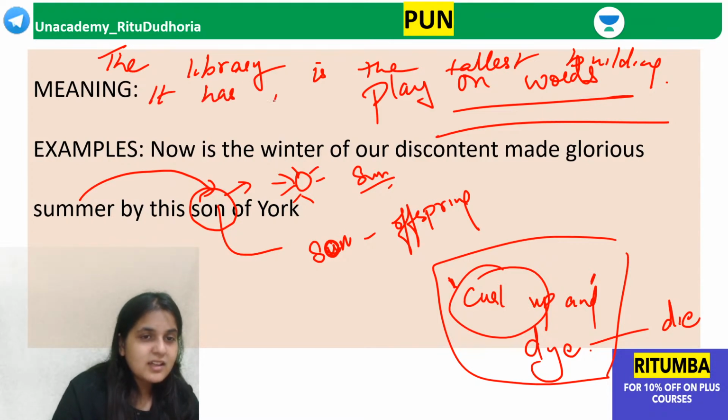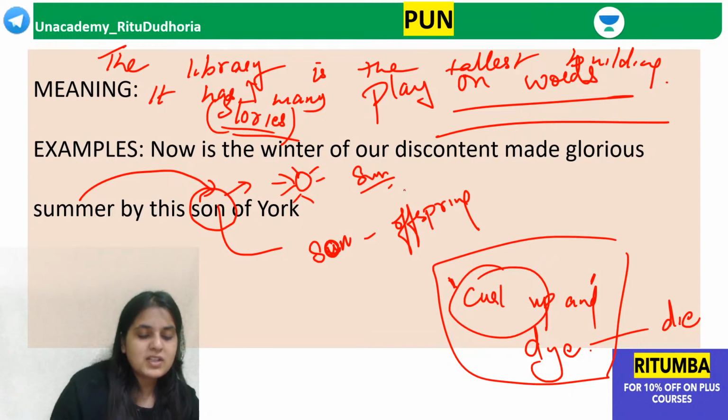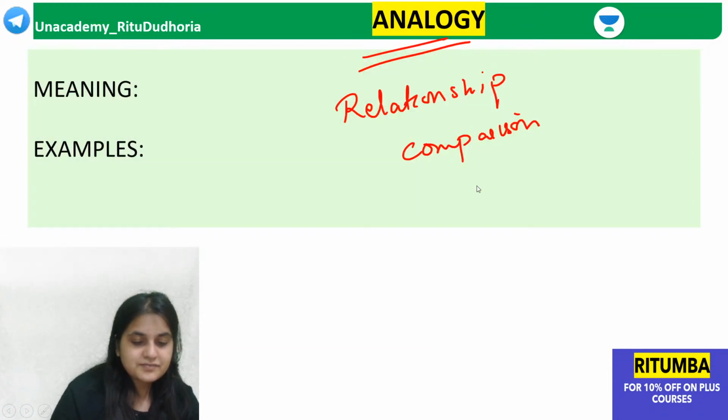It has many stories. So what has become the pun here, guys? Which word is giving us a double meaning here? The library is the tallest building. It has many stories. Which word has the pun? Can I say stories? One meaning could be the library's stories, it has a lot of stories. And the other meaning would be the floors, stories as in floors. Yes or no? So that's why stories becomes the pun here. Clear? Correct, correct.